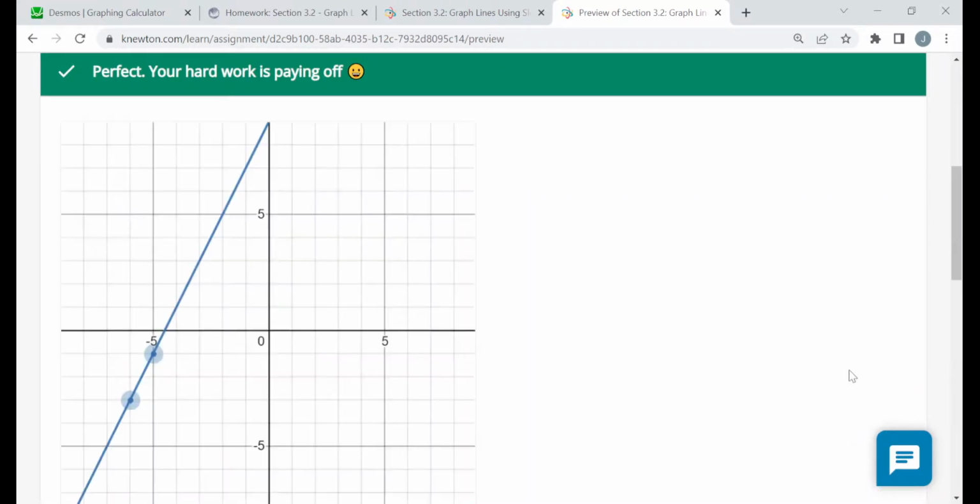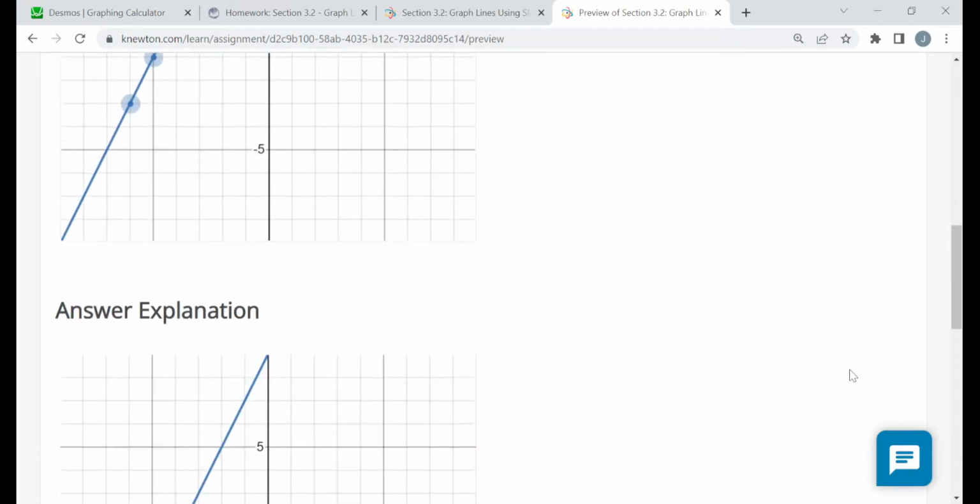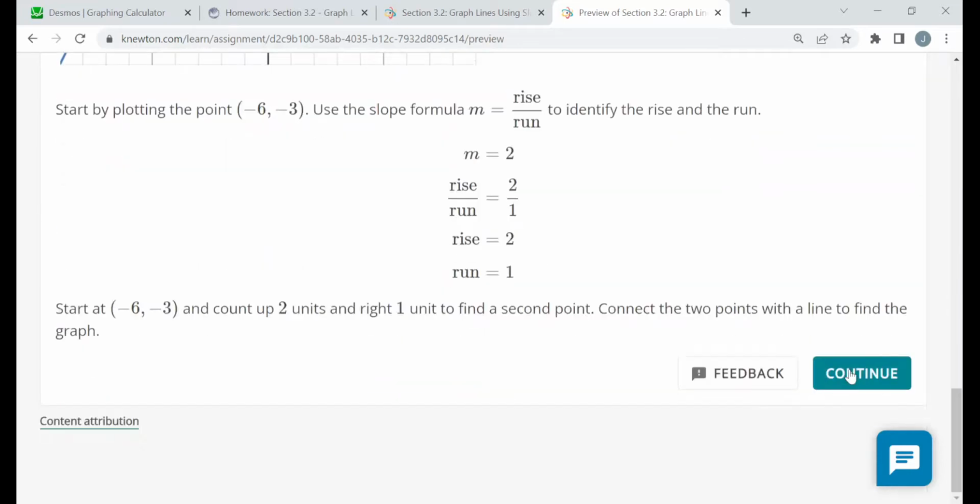Again, you can do these by hand if you wish, and then come back to the assignment. But I'll just do that first one by hand and do the rest of these on screen here in the assignment.